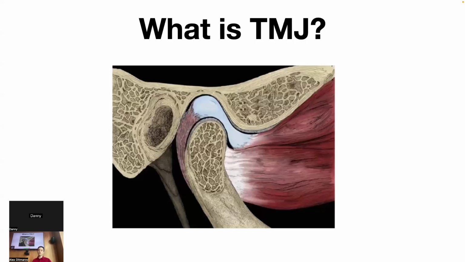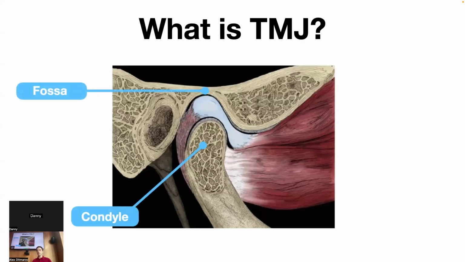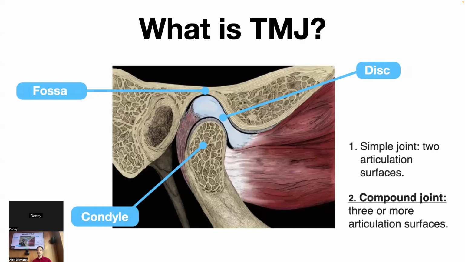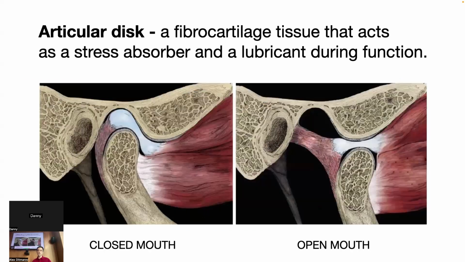What is TMJ? We know that TMJ has 3 articulating surfaces: the condyle itself, the fossa, and the disc, right? And we know that in our body there are either simple joints or compound joints, and TMJ is a compound joint. Why? Because it has 3 articulating surfaces. A simple joint has 2, a compound joint has 3. So the disc makes it a compound joint.